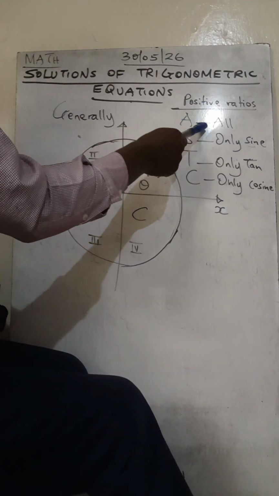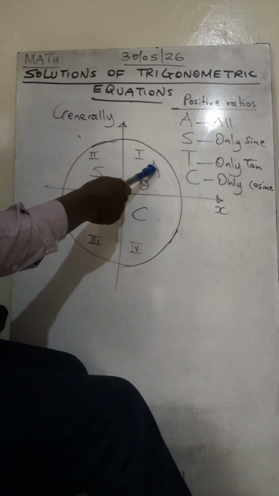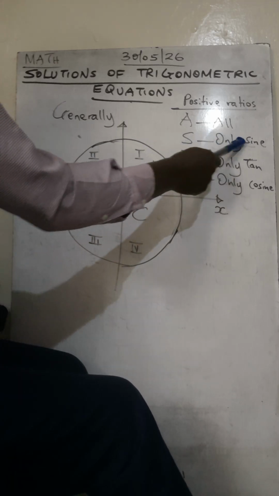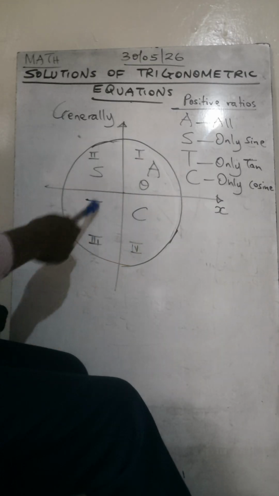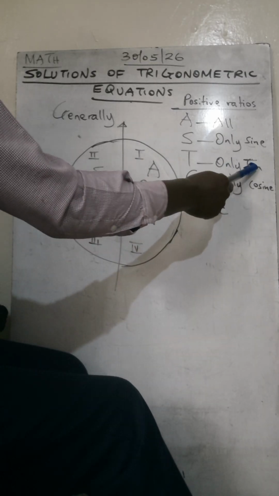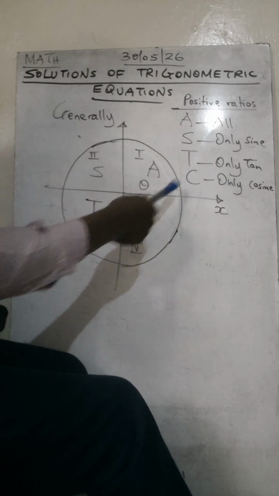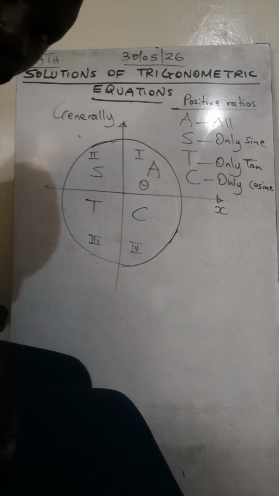Positive ratios in the first quadrant, all are positive. In the second quadrant, only sine is positive. In the third quadrant, only tangent is positive. In the fourth quadrant, only cosine is positive. Hope that one is helpful.